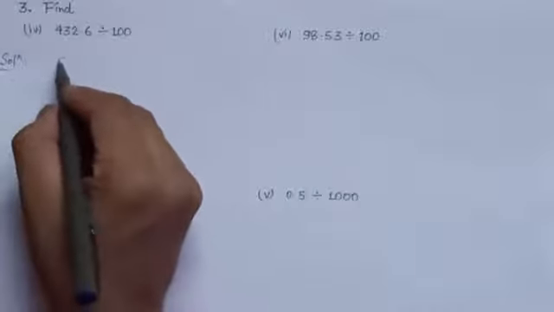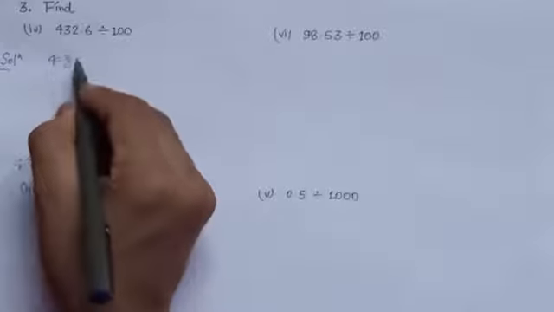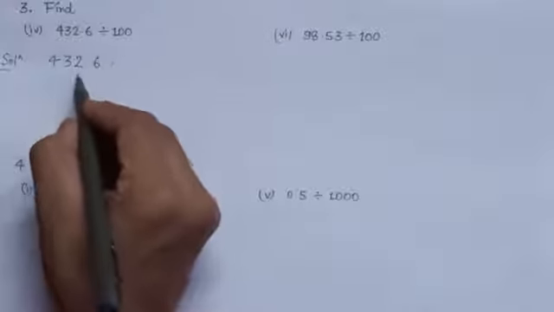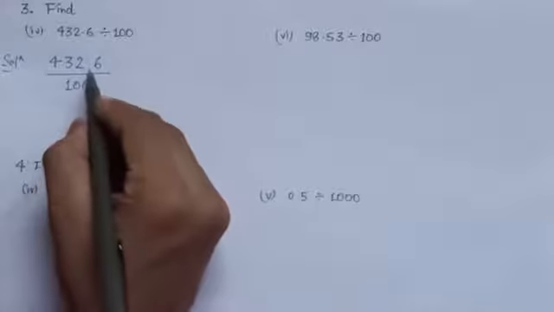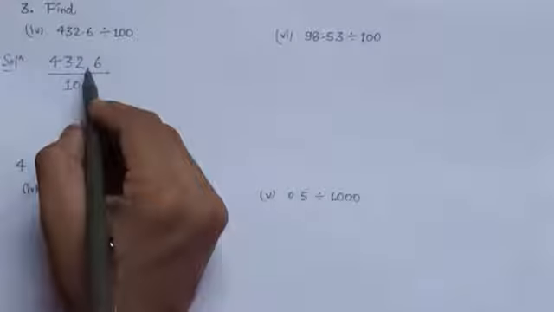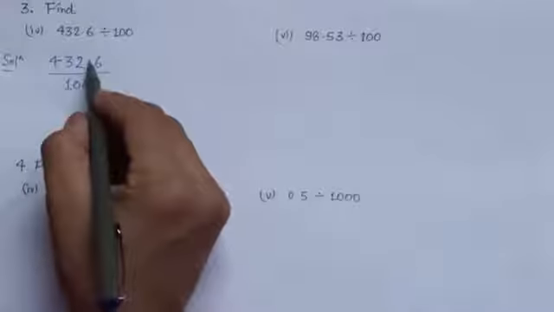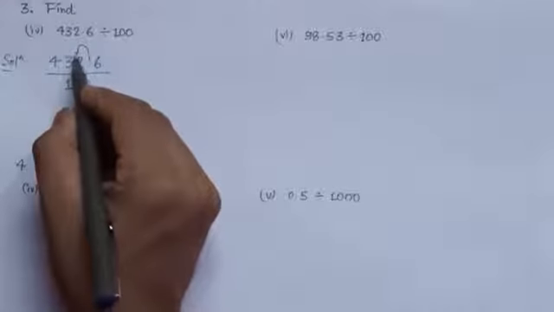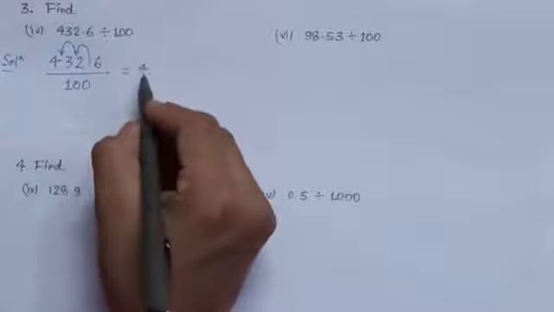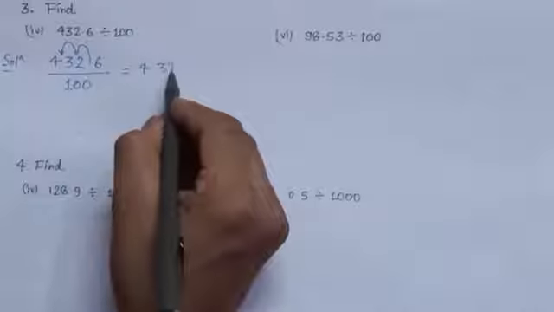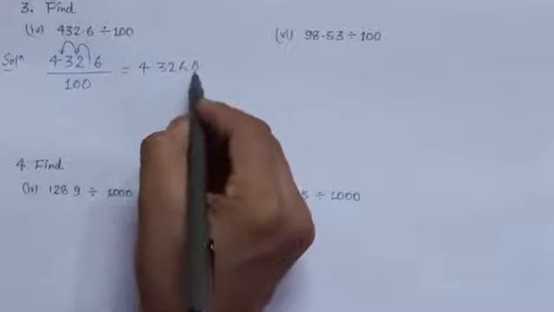So we are given 432.6 divided by 100. This is our decimal point. We shift this decimal point by 2 places towards the left. This is 1 place and this is 2 places. So our answer is 4.326.